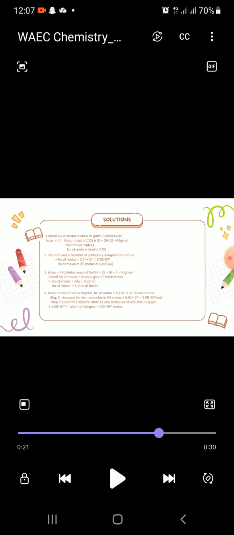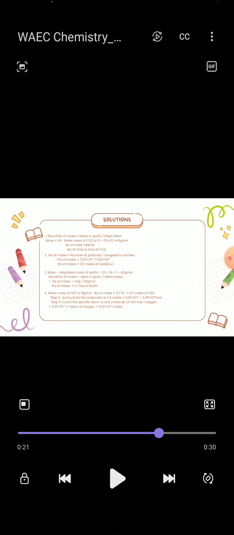6.02 times 10 raised to the power 23. This gives us 3.011 times 10 raised to the power 23. And then you count the specific atom in 1 molecule of water. If you look at water now, we have H2, we have just 1 oxygen there. So then that should be 3.011 times 1 atom of oxygen.